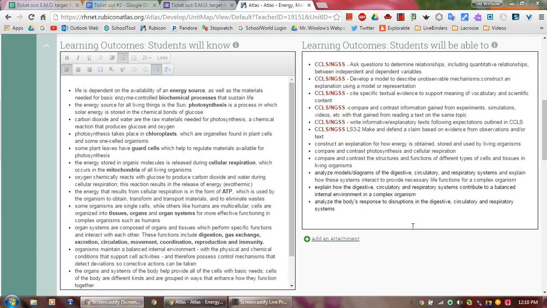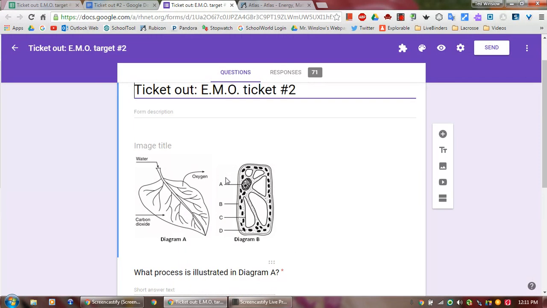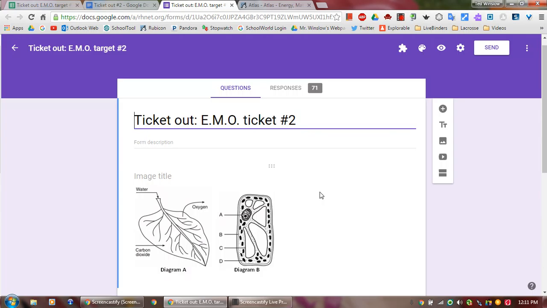And the first thing I started was using the curriculum map. So I have Rubicon here for this, our Unit 6, Energy, Matter, and Organization, and looking at some of the information, some of the learning outcomes, what students will know and be able to do. We went through this, and I started out with this. And from that, I generated the ticket out, which was the form right here that the students could fill out.